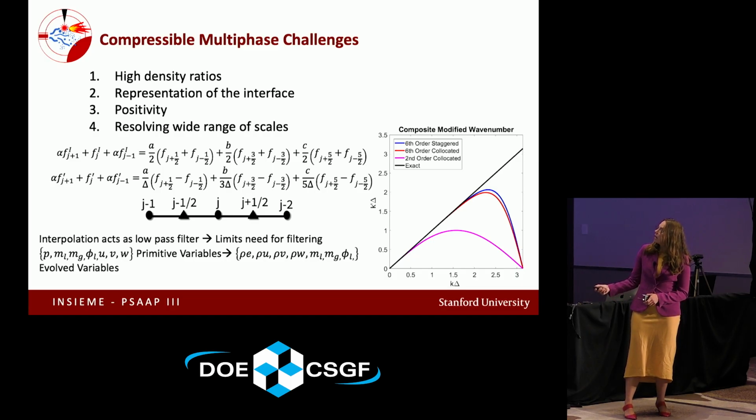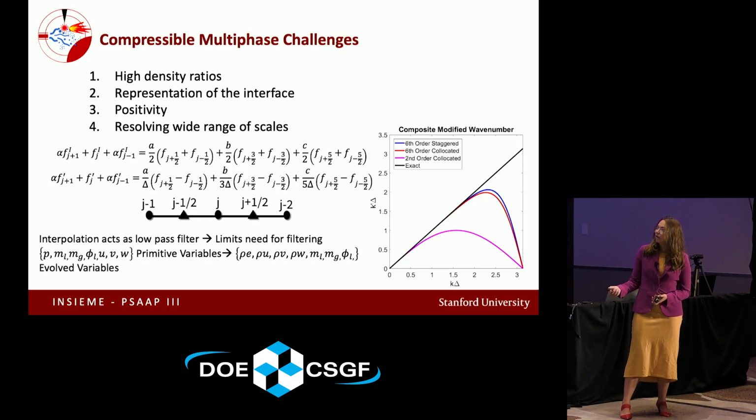And here is a plot of the modified wave number for my 6th-order staggered scheme and a 2nd-order central scheme. And what I want to get at here is the reason we want to use this higher-order method is that for a given range of wave numbers, the lower order scheme accurately represents a smaller range of wave numbers, whereas the high order method accurately represents a wider range of wave numbers. And this corresponds to our desire to resolve a wider range of scales.